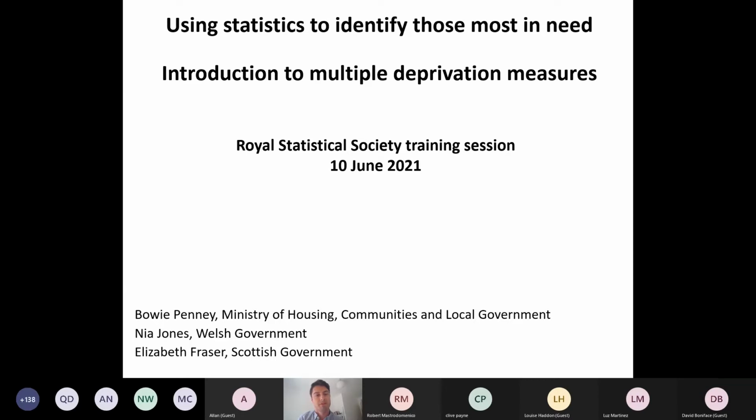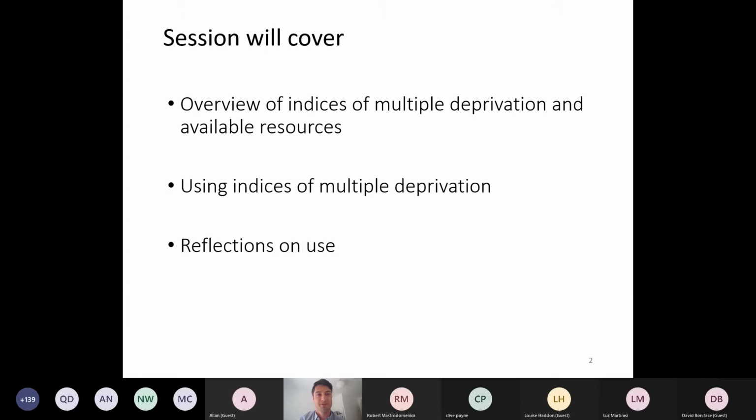Just to give you a bit of an overview of what we're going to be talking about and how we're going to work the slides between us. So my name is Bowie Penney. I'm a statistician from the Ministry of Housing, Communities and Local Government, and I lead on the English indices of deprivation. Next slide, please. Sorry, just realizing that I'm not in control of those. So when it comes up, I'm going to be talking to you about a bit of an overview of deprivation, the indices itself and some of the resources available.